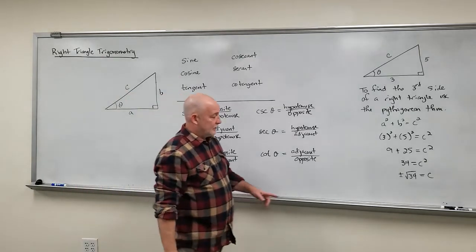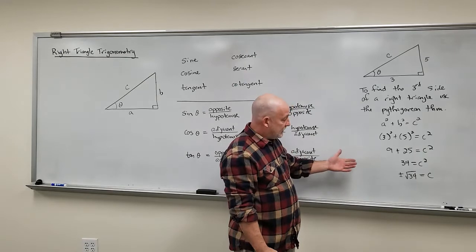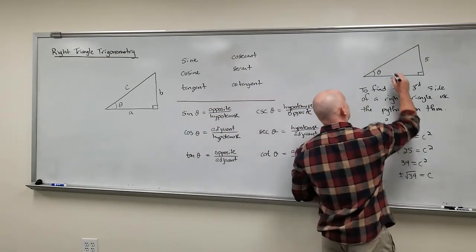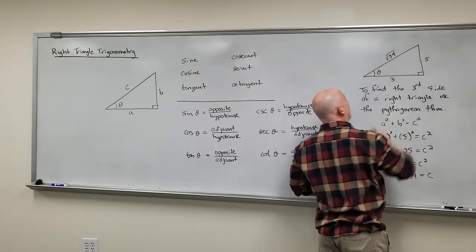However, we're talking about the side of a triangle. So a side can't have negative length. So we're just going to take the positive square root there, and we're going to call this here the square root of 34.